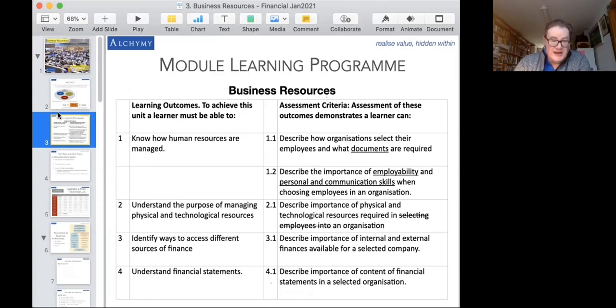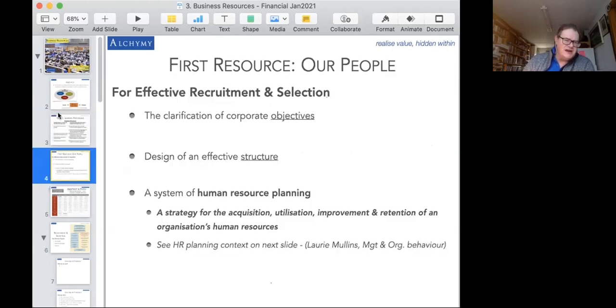So where do we get them? How do we use them? How do we make them work together, etc.? And how important are they? We want to talk about then how we get the money that we're going to need to use to run this business. And as part of that, we've got to understand the financial statements, the financial reports. Okay, so we'll be coming to that. So right now, we're still focused on our first resource, our people.